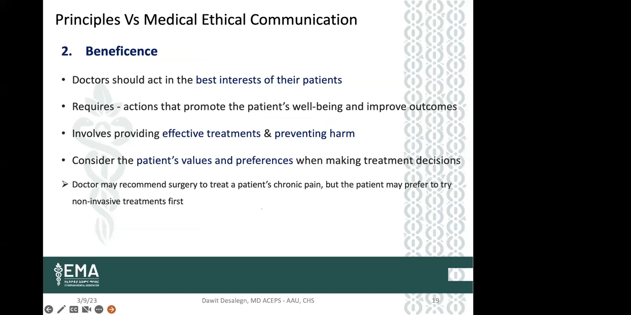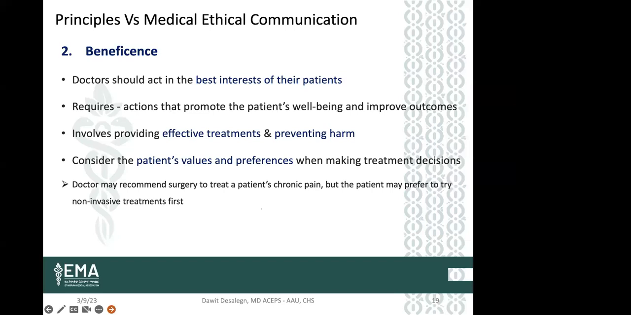And the next one is doing good, because we should always act in the best interest of our patients, and it requires actions that promote patients' well-being and improve outcomes. It involves providing effective treatment and preventing harm. And when we try to provide good, there's always a chance that we can harm the patient. So the most important thing is to provide the net benefit. Any medication that you provide can have side effects.